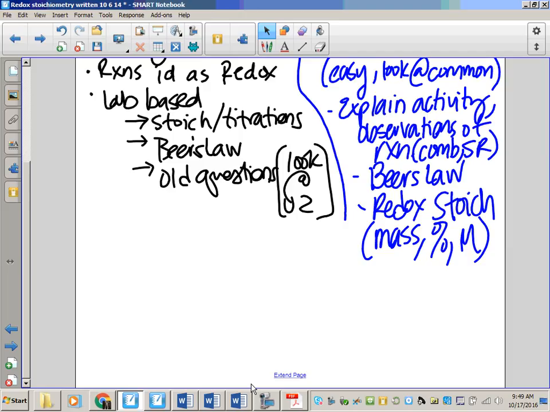So nothing, I don't think anything crazy new, but it's very cumulative. And then one of your extra credit questions will be related to redox and real life relevance examples. So be able to explain the stuff that you just discovered.